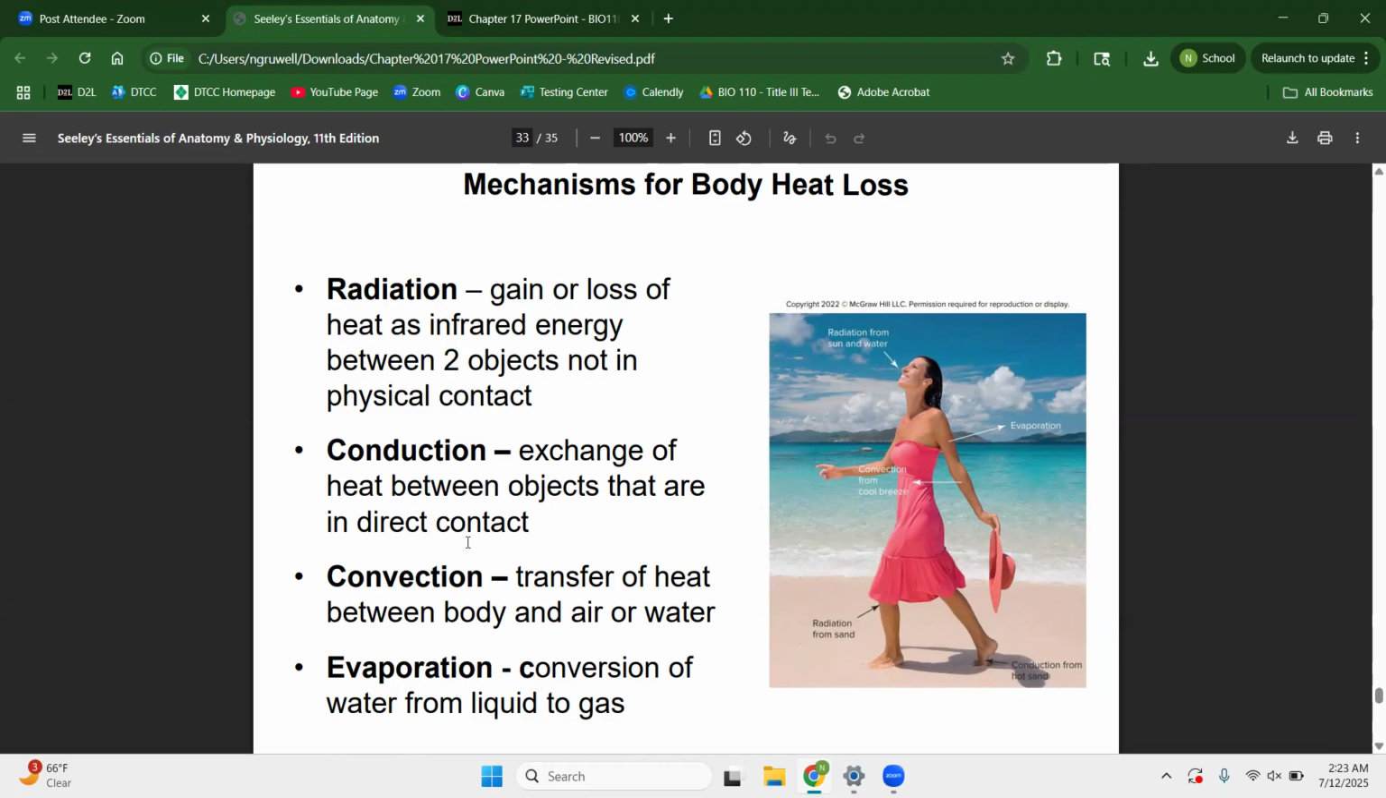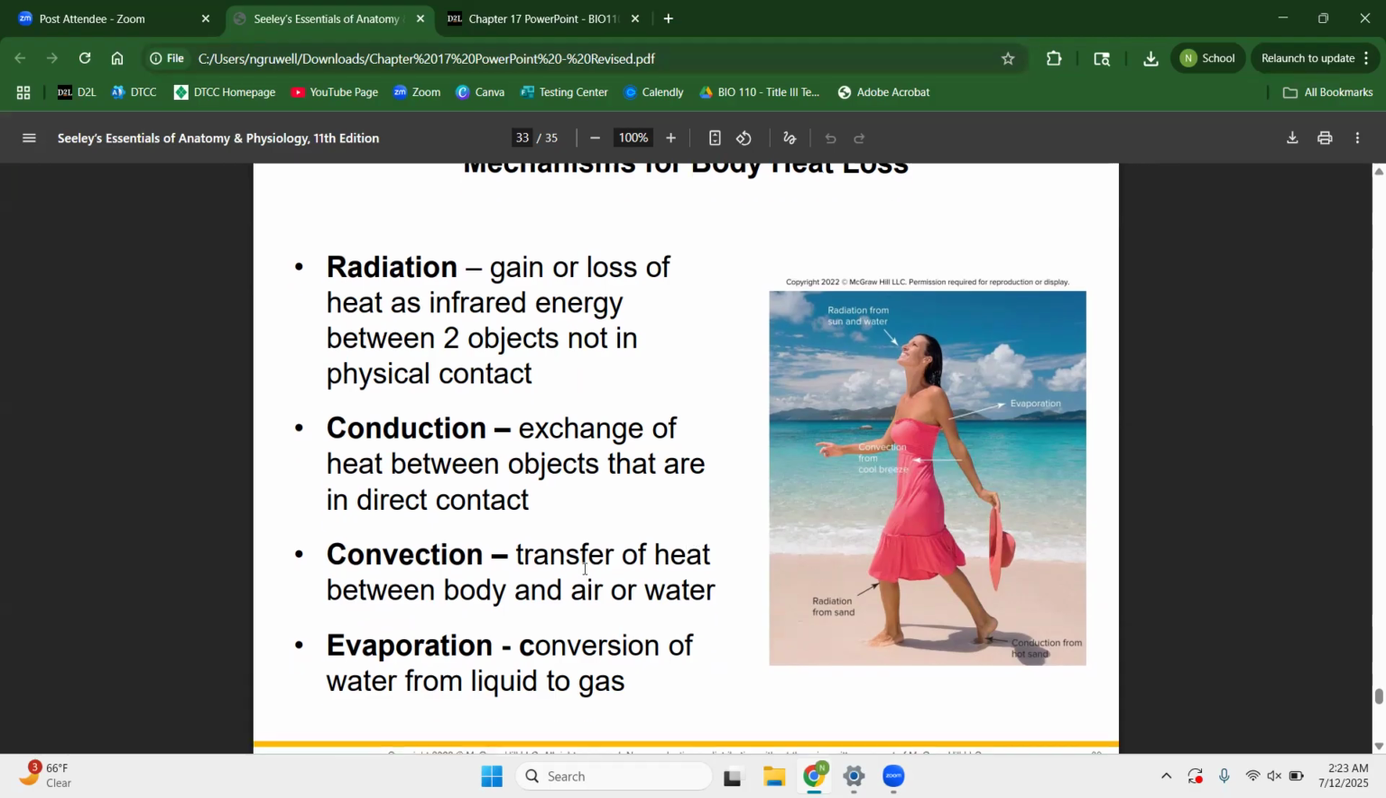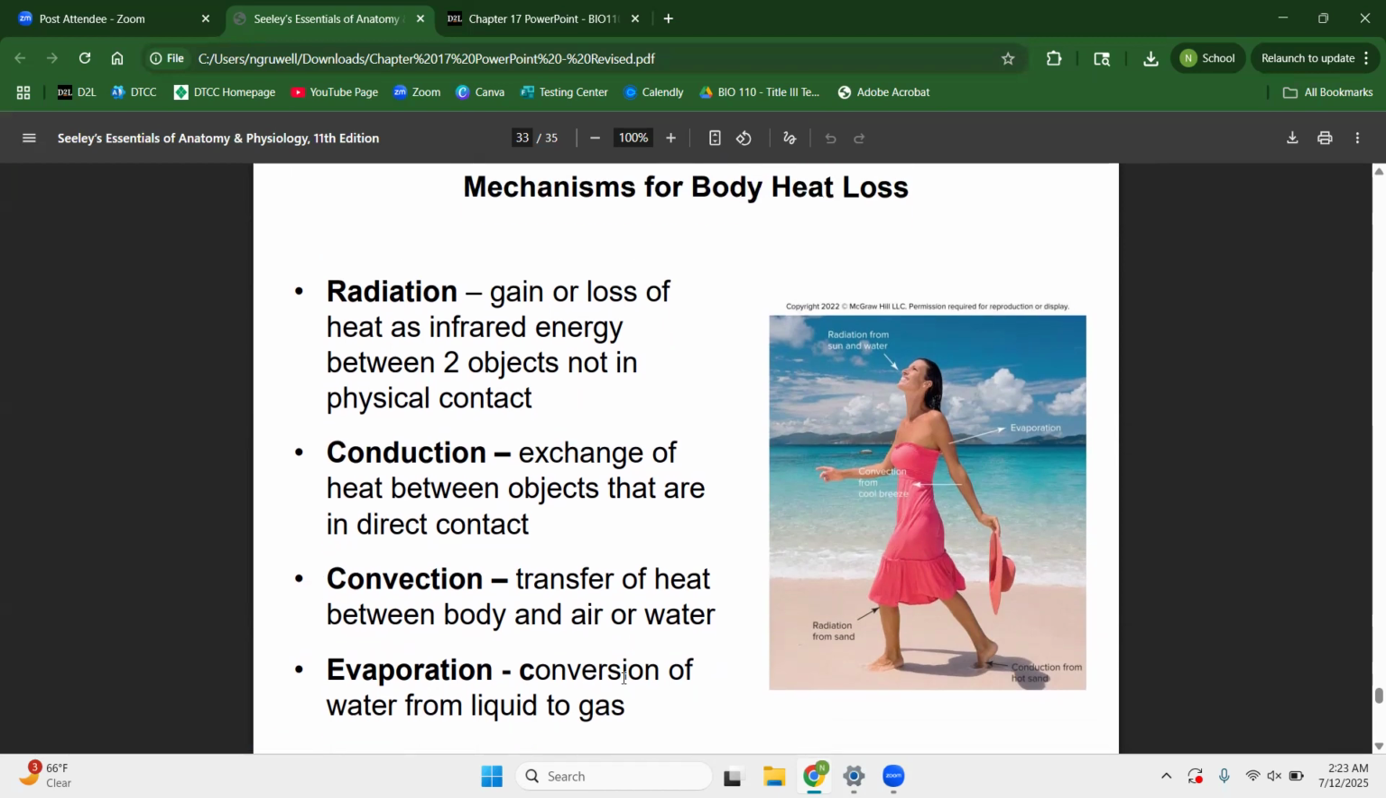Conduction is something that's in direct contact. So, for example, here, her feet are touching the sand, so that sand is conducting heat. Convection is a transfer of heat, and so that's going to be either to the air, to the water, convection from a breeze on our skin. And then evaporation is when we have liquid to gas. And the best example of that is going to be sweat evaporating off the skin.